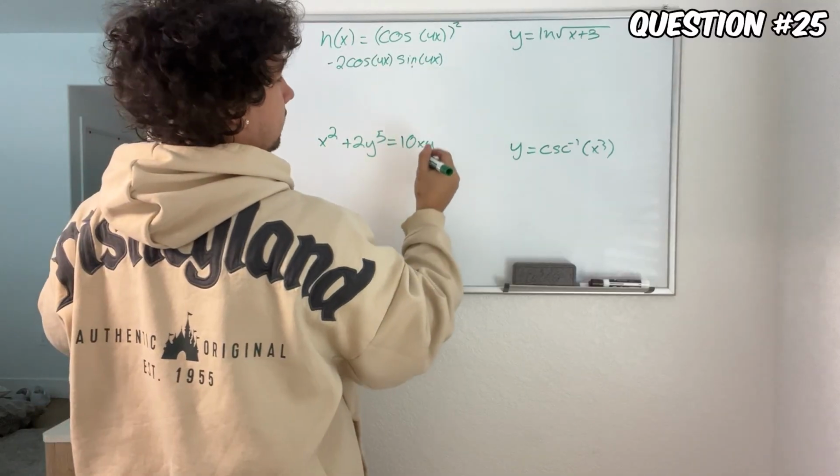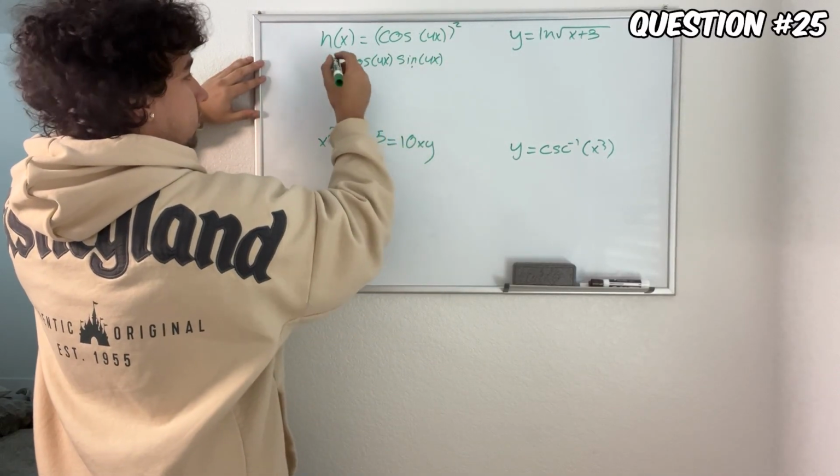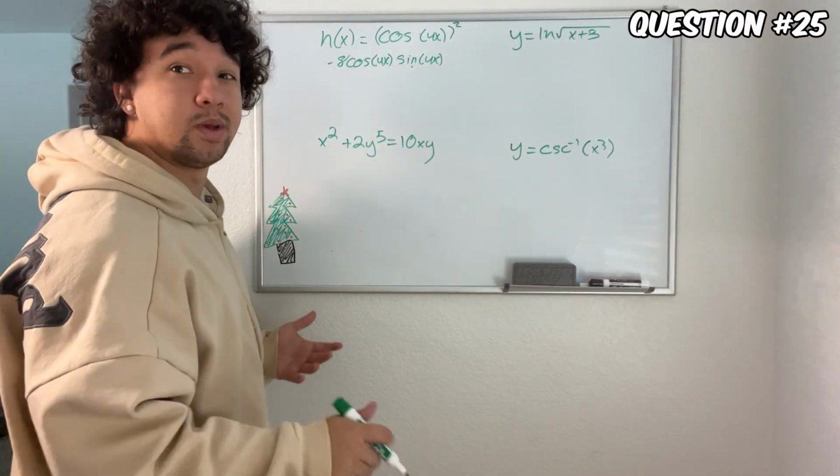Then I have to take the derivative of the inside, which is 4x, or just 4. So I'm going to replace this with negative 2 times 4, which is negative 8. So negative 8 cosine 4x sine 4x would be the final answer here.